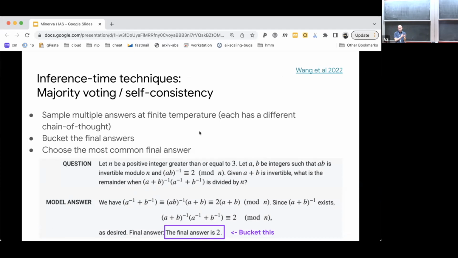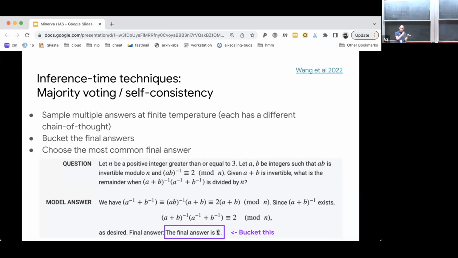But the better thing to do is to use finite temperature, sample about 100 times from the model, get a bunch of these chains of thought plus final answers, and then take the answer with the most common final answer. So it's as if we're letting the model vote on what the final answer is.